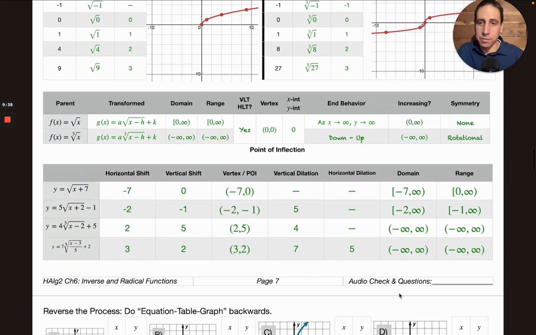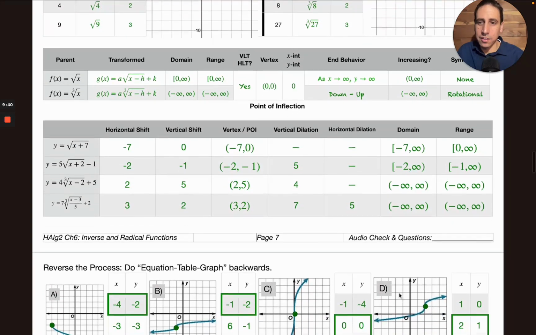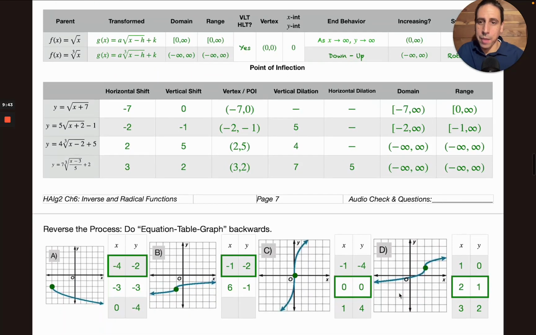All right, let's reverse the process. Let's do equation, table, graph backwards. I'm gonna do the first step all together. If you are given a graph like graph A right here, you know, oh wait, is it a square root or a cube root? It looks kind of like a square root, except the vertex used to be at 0, 0, and now it's at -4, -2. I've kind of boxed it in right here. You can see that's the vertex, -4, -2.